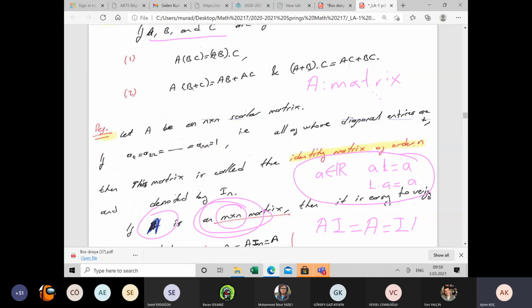This one is n by n. And let's write here: A times the identity matrix. This one is A. Identity matrix times A. It's okay. So A is an n by n matrix. A is an n by n matrix. And so this one is a product. This multiplication is defined because it gives matrix A.